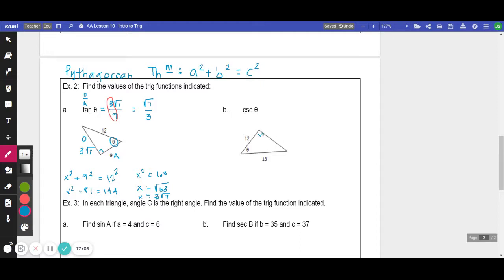Okay, ready? Here's my angle theta. Cosecant is the reciprocal of sine. If you look back up at the top, so it's hypotenuse over opposite. So my opposite's over here, which I'm missing again. Hypotenuse is 13. So I got to find that missing side using Pythagorean theorem again. X squared plus 12 squared equals hypotenuse squared. Oops, 160.